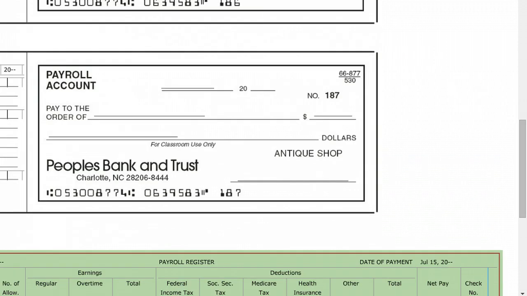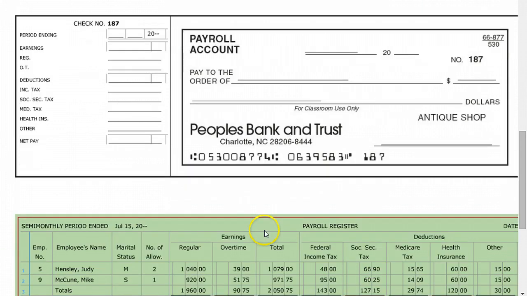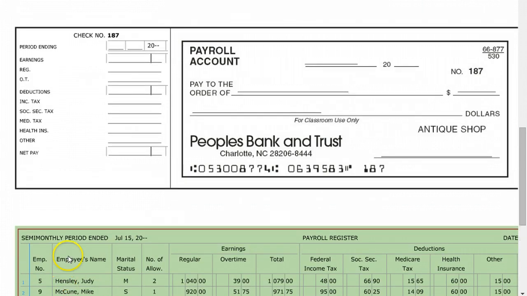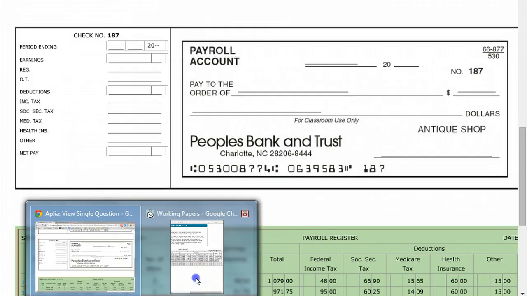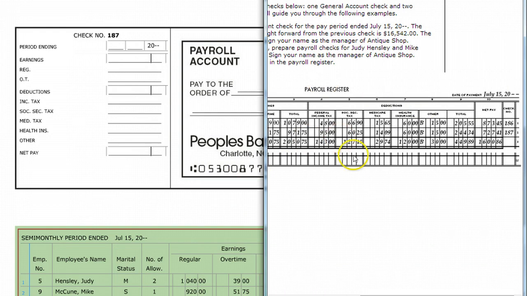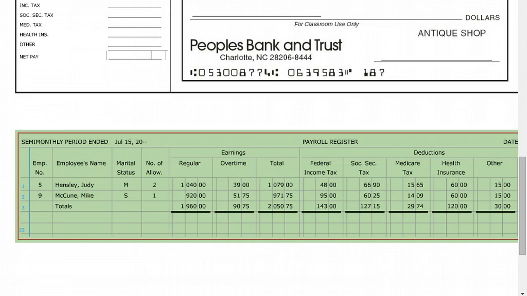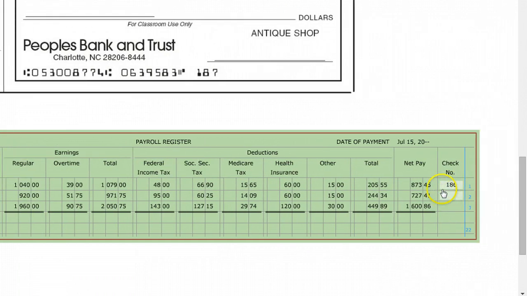All right, the next step would be then you would do Mike McCoon's. Once again, you'd take the information that you see right here on the payroll register, fill it in, write the check, and then make sure that you put the actual check number 187 right here.